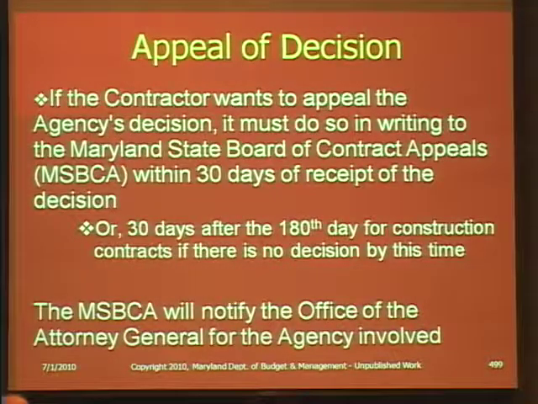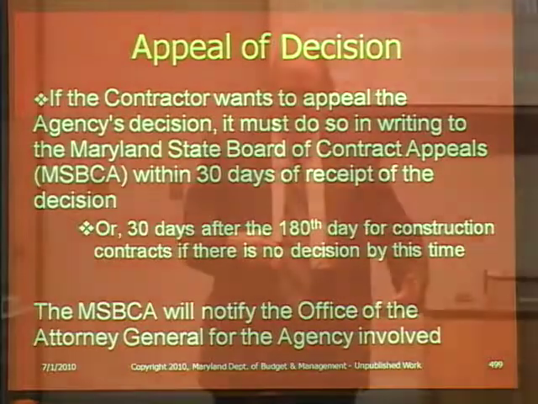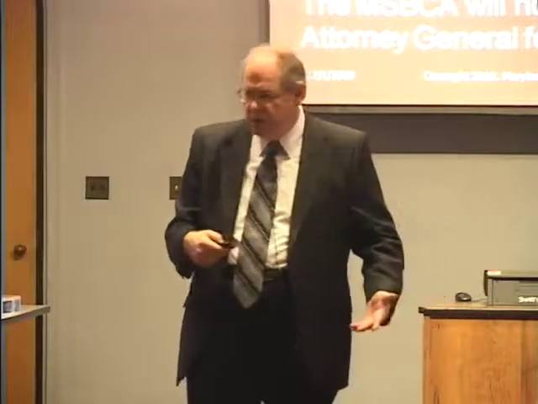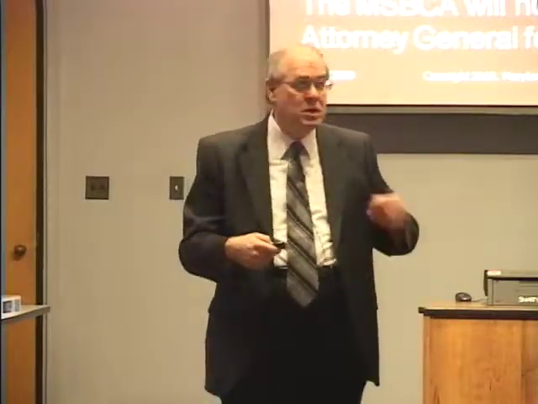If the contractor wants to appeal the agency's decision, and the 30 days is correct, it must do so in writing to the Maryland State Board of Contract Appeals within 30 days of receipt of the decision, or 30 days after the 180th day for construction contracts if there is no decision by this time. So their time frame is 30 days to appeal a decision by a procurement officer. And presumably they would not appeal if you upheld the claim, they would only appeal if you're denying the claim.